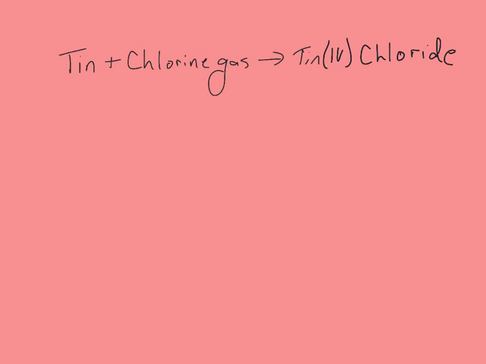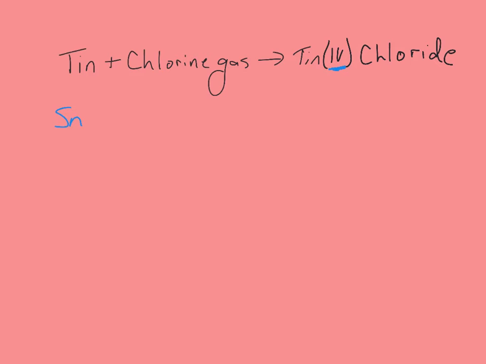Let's try another one. Let's go the other way. In this particular question, we were given the word equation. Tin plus chlorine gas produces tin 4 chloride. So we have our Roman numerals here, so it's telling us what tin combining capacity we need to use. But I need to go to my periodic table and find these symbols so I can write this out and then balance it. Tin is Sn.